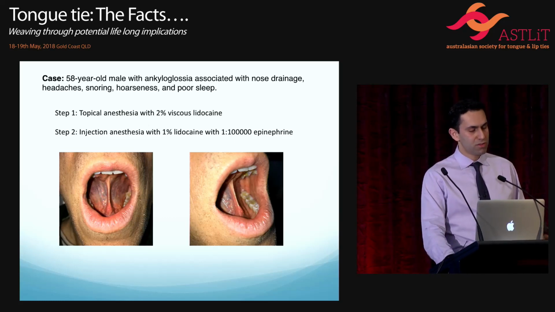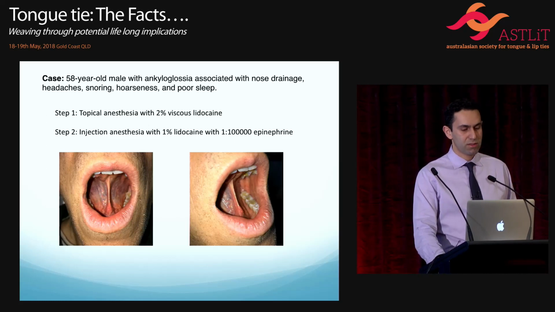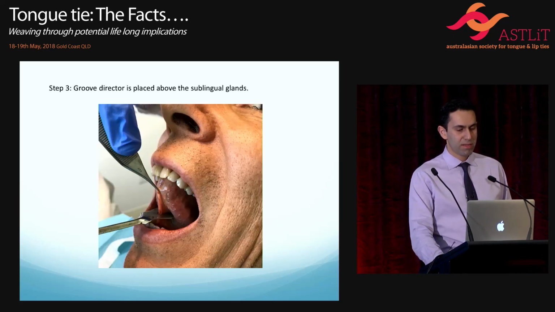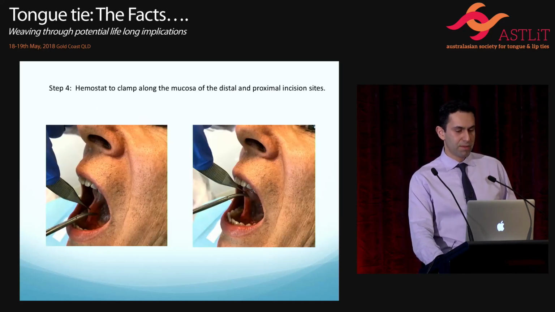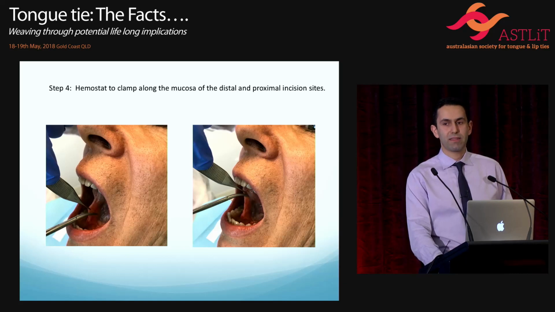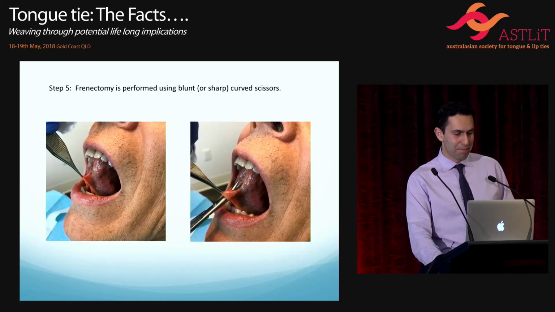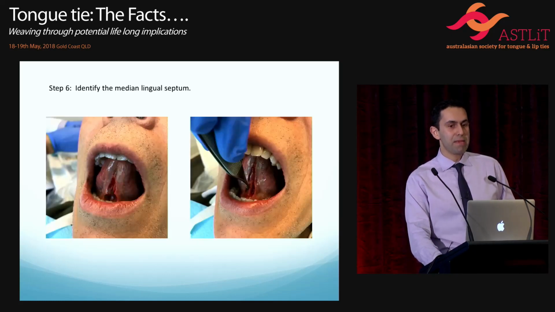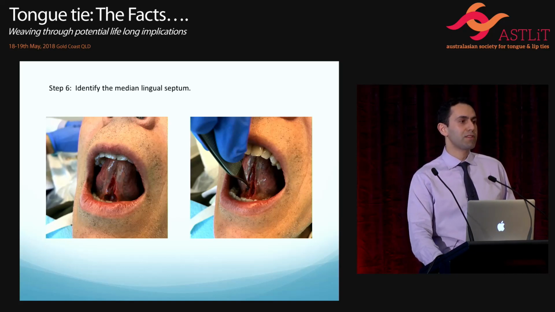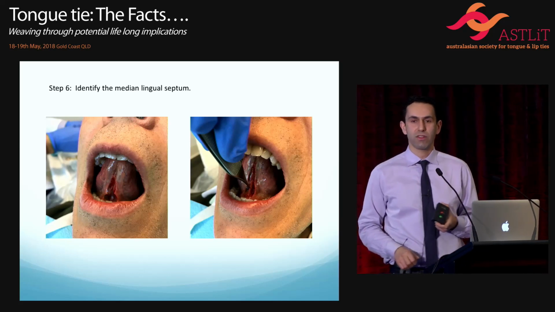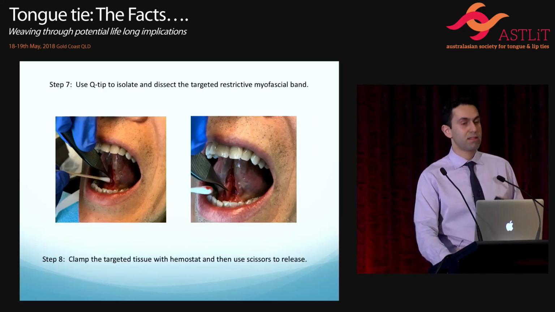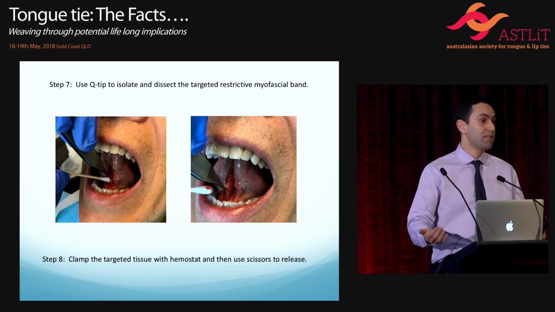And so we start with just topical anesthesia. We inject with 1% lidocaine with epinephrine. I place a groove director over the sublingual glands. I use a hemostat to clamp along the mucosa distal and proximal to my incision site. I go ahead and I make a frenotomy, a cut, and then I do a frenectomy. I cut out that mucosal tissue. I then identify the median lingual septum. The median lingual septum is a piece of fascia, myofascial tissue that runs between the 2 heads of the genioglossus muscle, and that completes my mucosal frenuloplasty.